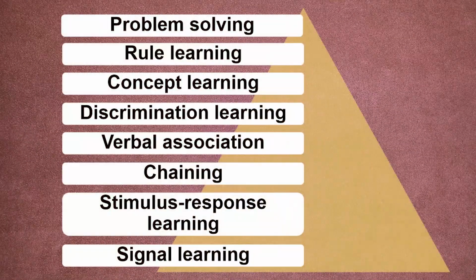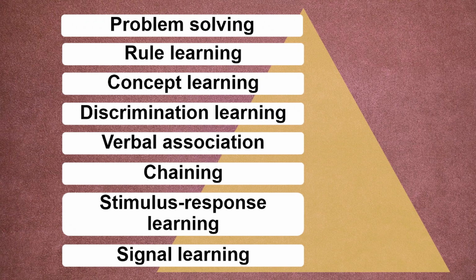In this hierarchy, we can see that there are 8 steps of hierarchy of learning. Let us recall what these are. Let me go to the bottom. We can see signal learning, next stimulus response learning, next chaining, next verbal association, next discrimination learning, next concept learning, next rule learning, and the last one, problem solving.